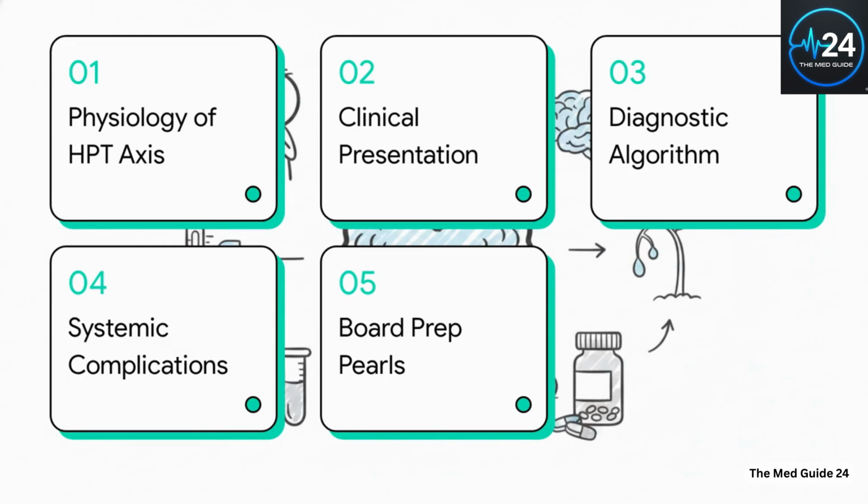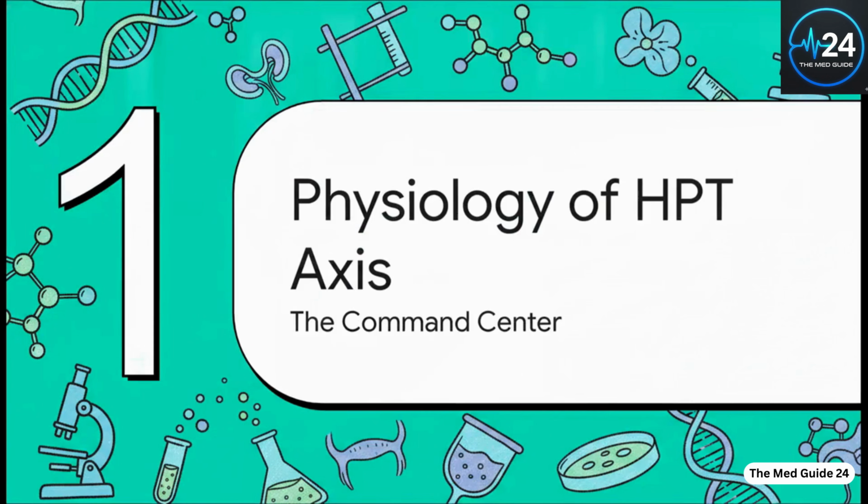To structure our clinical rounds today, we're covering 5 key areas. 1. Physiology of the HPT Axis. 2. Clinical presentation, focusing on Sunita's case. 3. The diagnostic algorithm and its pitfalls. 4. Systemic complications and emergencies. And 5. Board prep and clinical pearls. Let's kick things off with Section 1, Physiology of the HPT Axis.